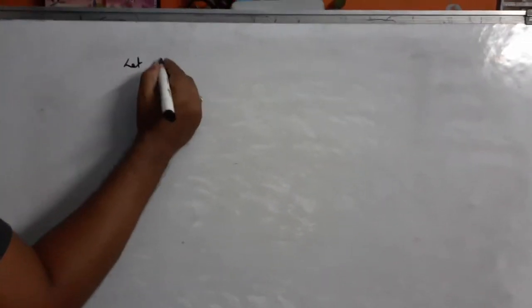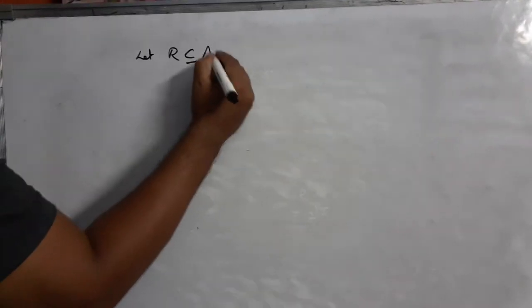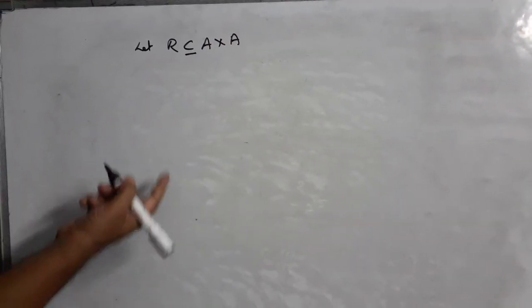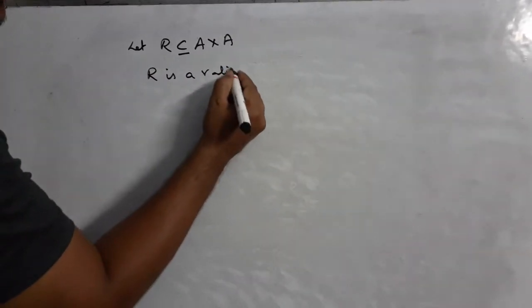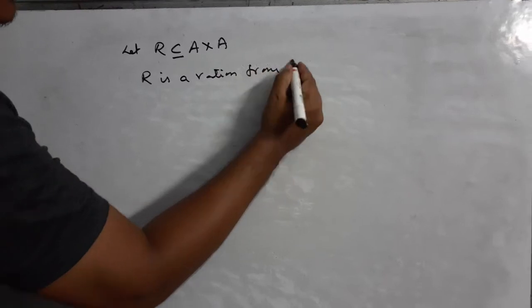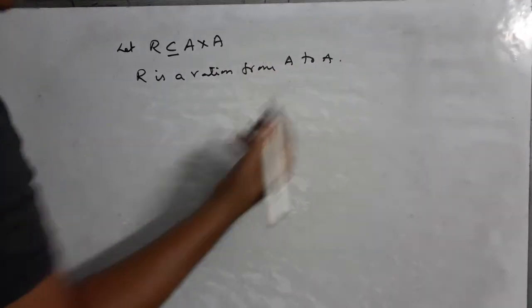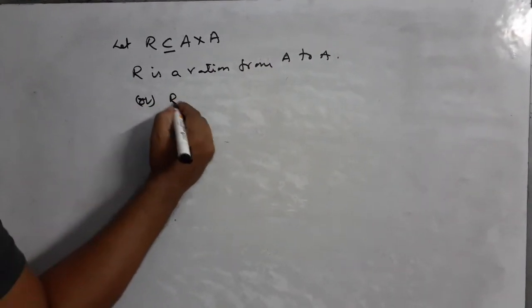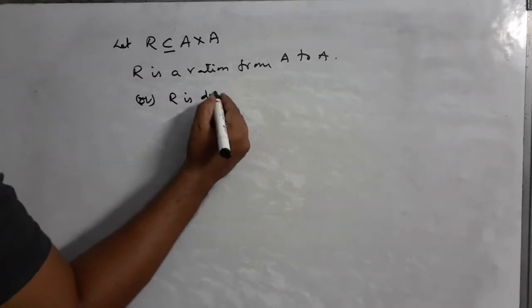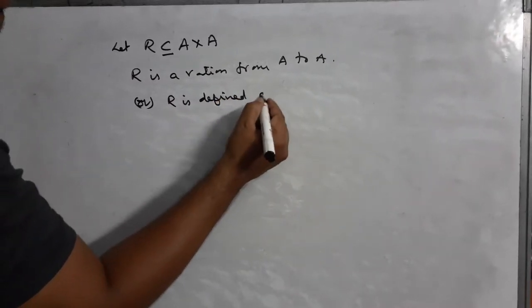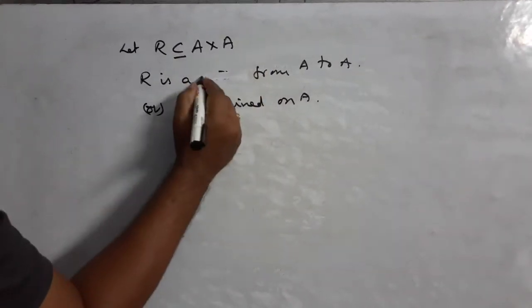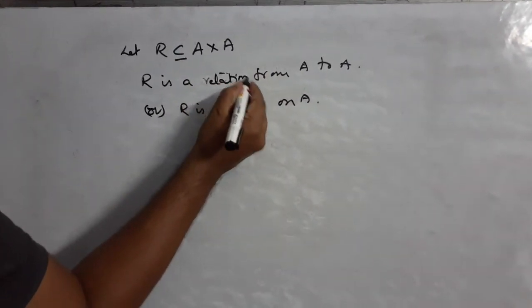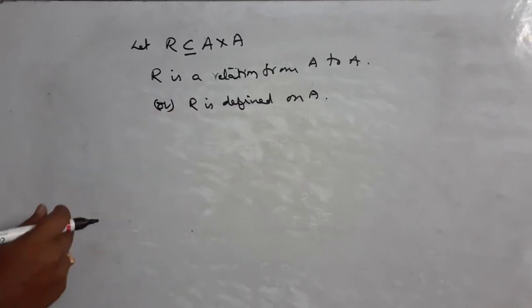Let R be contained in A cross A. R is contained in A cross A means R is a relation from A to A, or we can say that R is defined on A. So R is a relation defined on A.